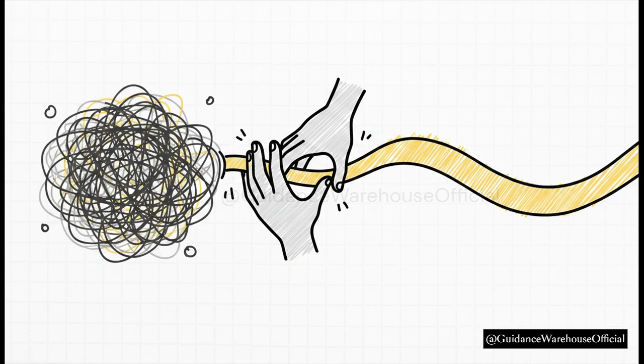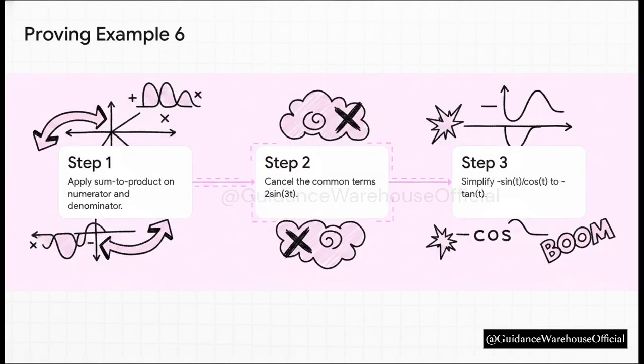Remember, you do not solve this like a regular algebra equation by moving things across the equal sign. Instead, you're basically massaging one side until it morphs into the other. Let's look at this complex proof. We need to prove that this massive, scary-looking fraction on the left equals negative tangent t. And this brilliantly illustrates our formulas in action.